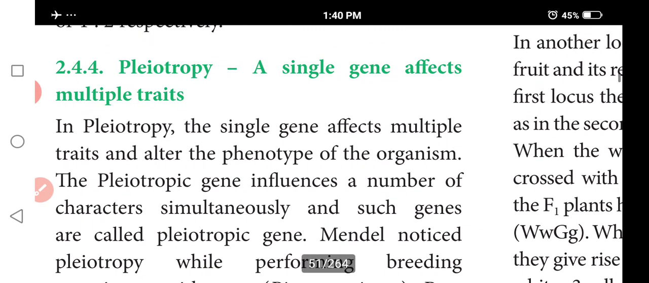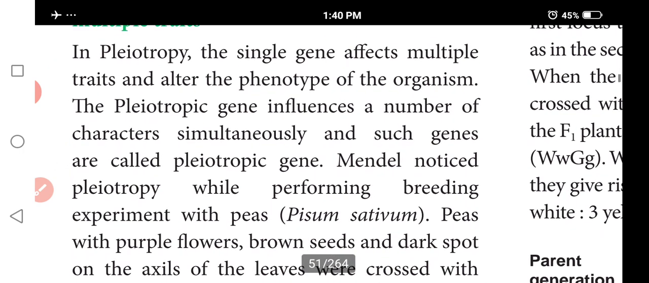Next is pleiotropy. Pleiotropy: a single gene affects multiple traits. Only one gene affects many characters, so automatically the phenotype changes. Genes that affect a number of characters are called pleiotropic genes.